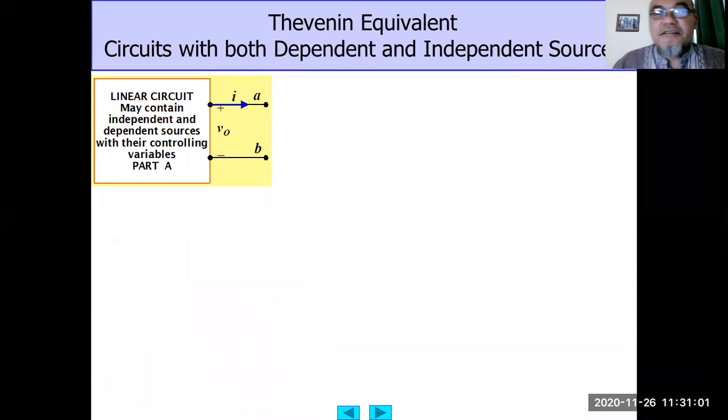Okay, so next week we will continue with circuits having both dependent and independent sources.